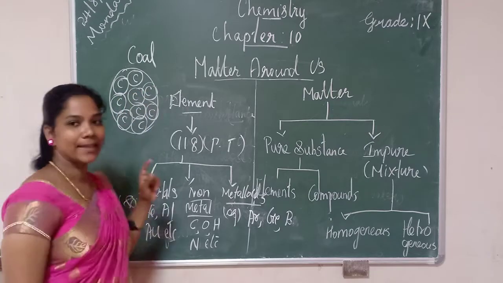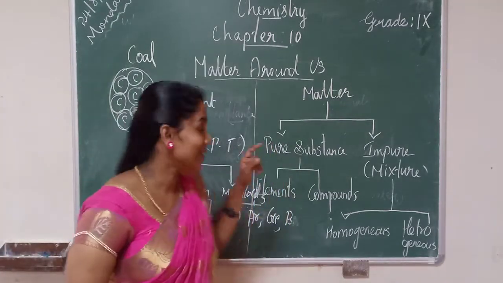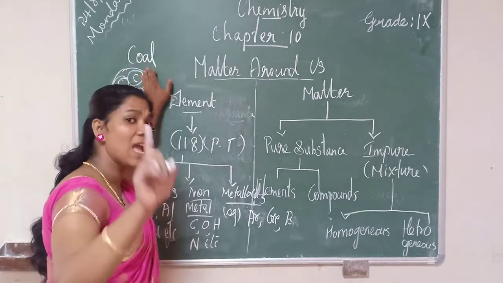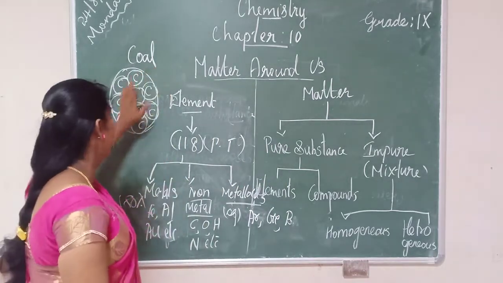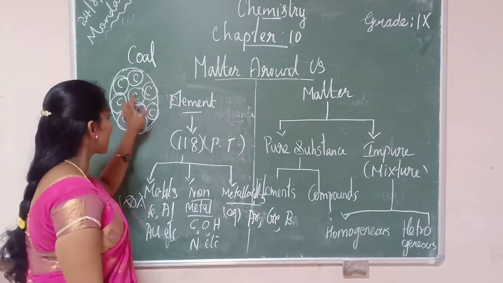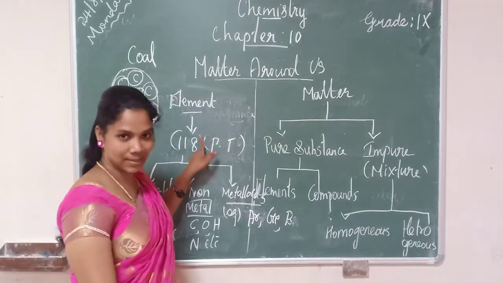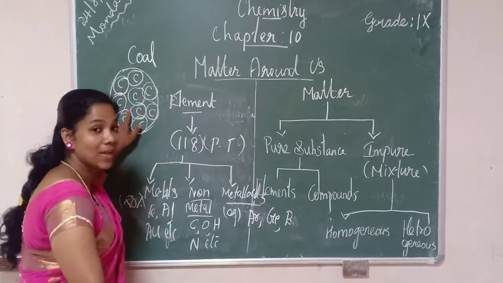They only contain the same kind of atom, that is what? Carbon. The piece of coal, if you analyze, it contains only a same kind of atom. It contains repeating units of carbon. Hence, coal can be also called as a pure substance, because they contain same kind of element.